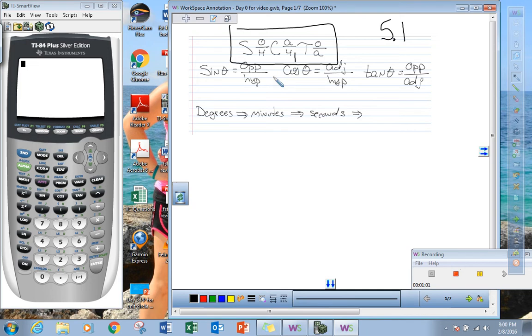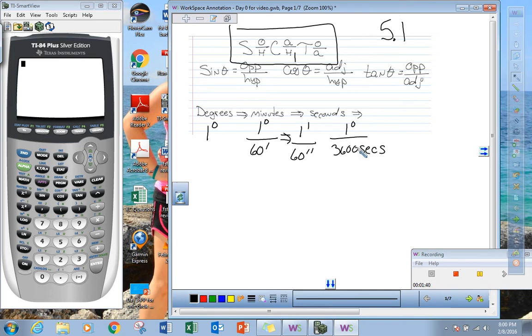I also need to make sure you remember degrees, minutes, and seconds. We didn't do any seconds in Chapter 4. But remember, in 1 degree there are 60 minutes. And based on our normal time, in 1 minute there are 60 seconds. So that also means that in 1 degree, there are 60 times 60, or 3,600 seconds.